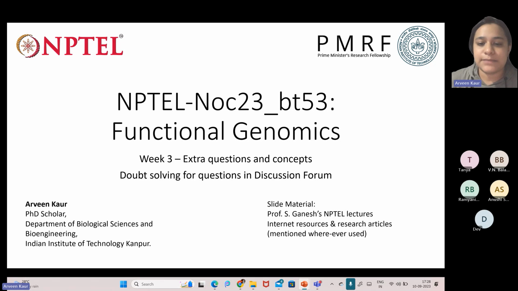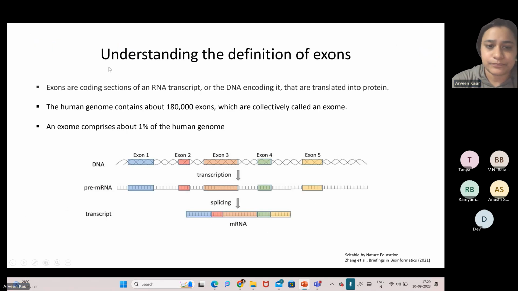But during alternative splicing, what happens is that sometimes even exon skipping occurs, right? Or there might be exons that are mutually exclusive of one another that might be present. For example, if we look at the exons, what are exons? They are coding sections of an RNA transcript or the DNA encoding it that are translated into proteins, right? So the definition of an exon is that it should be coding a protein, right?